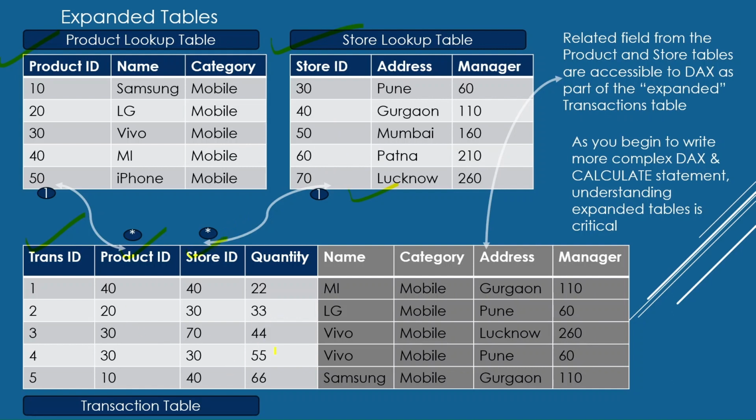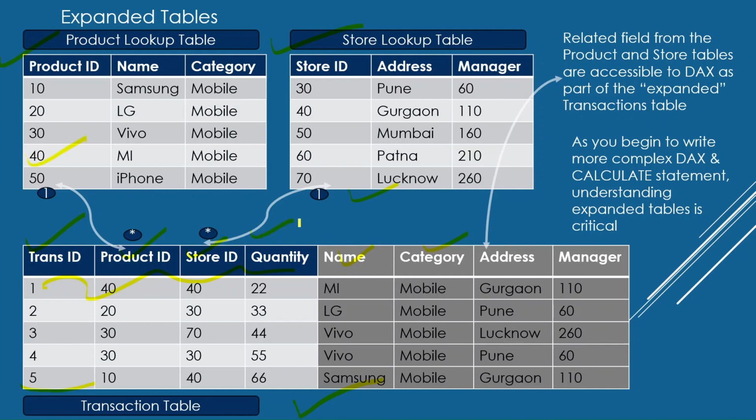So here, at the back end, one expanded table gets created, and that expanded table has all the columns from the base table. So these are the columns which are present in the base table, along with all the columns from the tables which are related to this one. This product lookup table is related to this table with the help of a product ID. So this name and category are also available in this expanded table, coming from the product table.